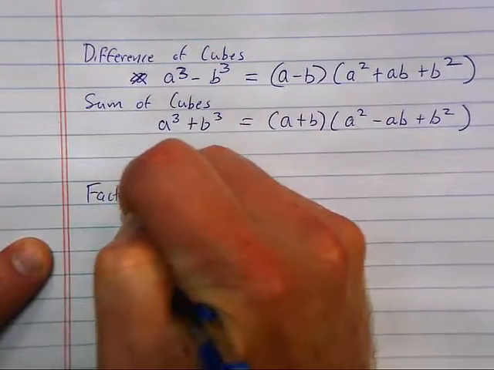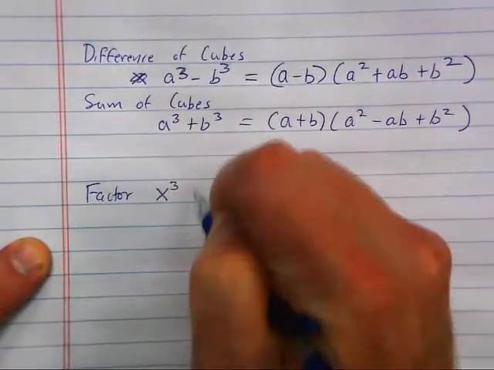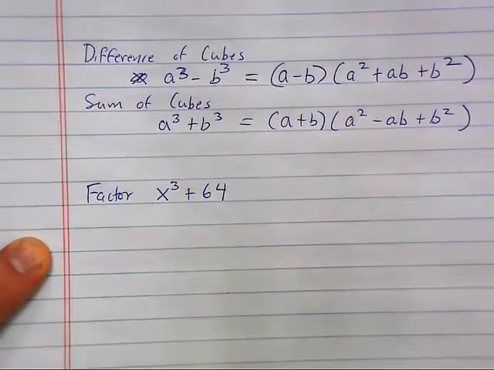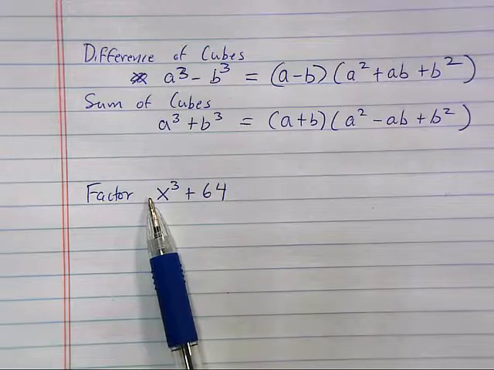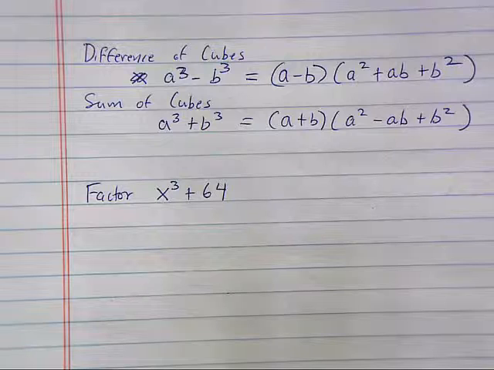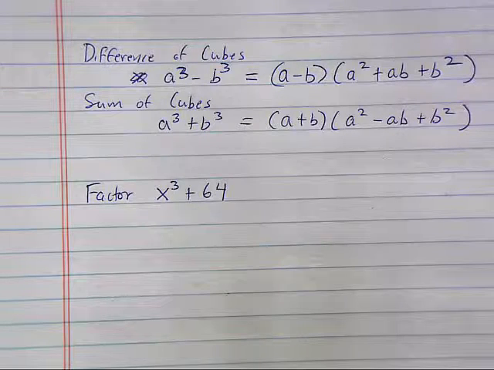Factor x cubed plus 64. First thing you do is you look for your GCF. What's the GCF? There's no GCF. The next thing you need to recognize is that there are exactly two pieces. When there are two pieces, you need to see if it fits into a formula. Does it fit into a formula?